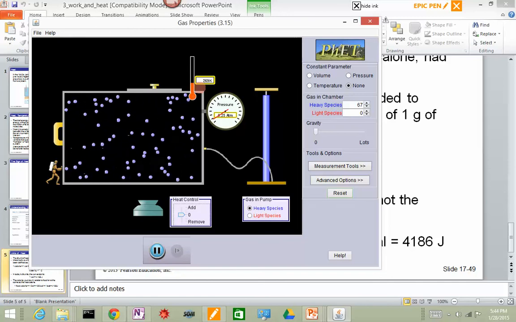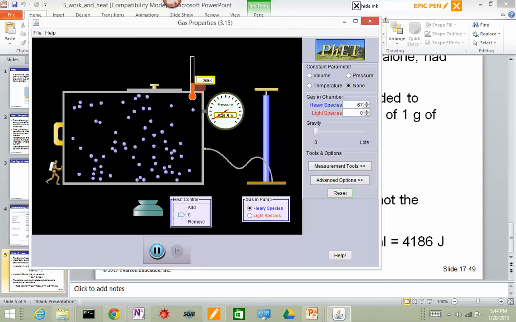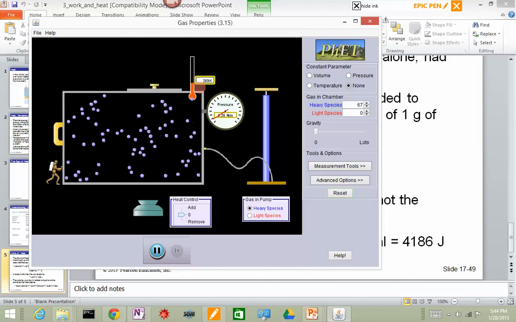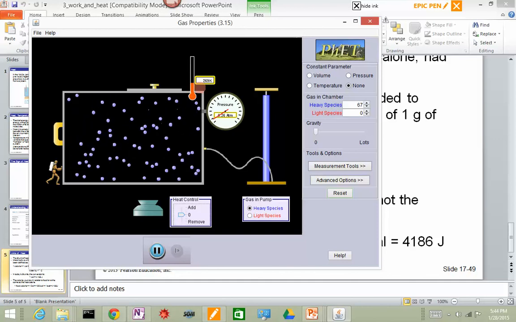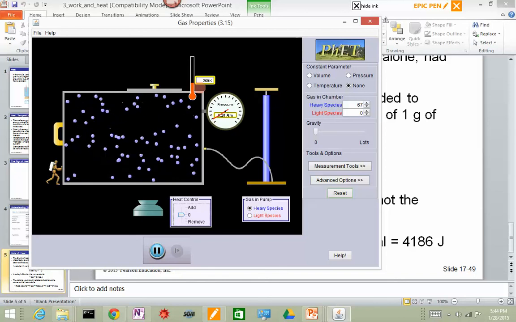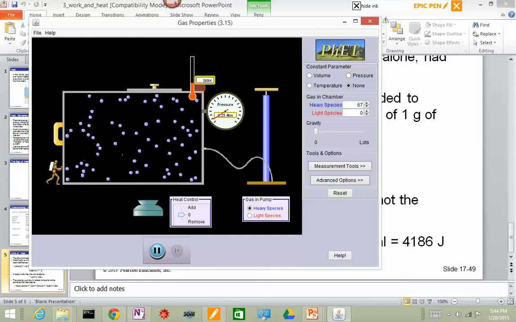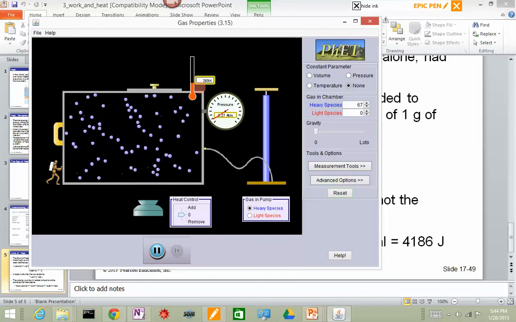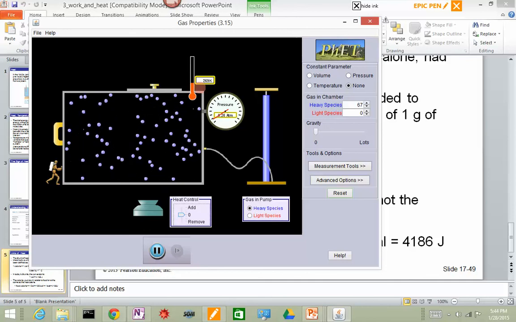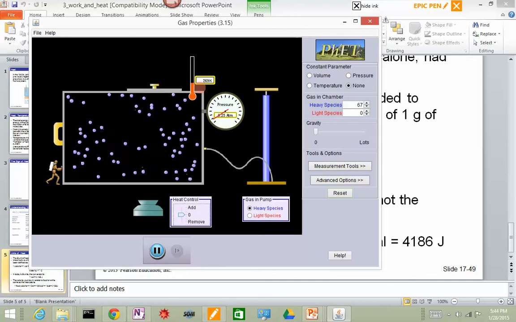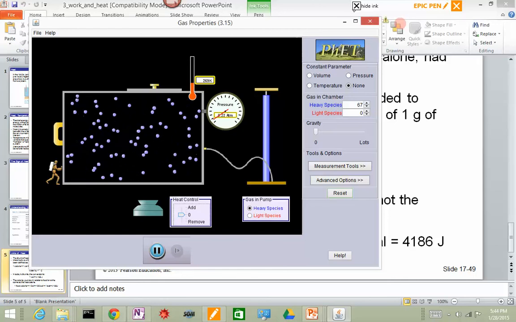So to summarize, you have work, you have heat. If you do work on the system, if you compress the system, the energy of the system increases. If the system does work, the system expands, the system is pushing something, the energy of the system decreases. If you heat the system, the energy of the system increases. If you cool down the system, the energy of the system decreases. Increasing energy means increasing temperature. Decreasing energy means decreasing temperature.